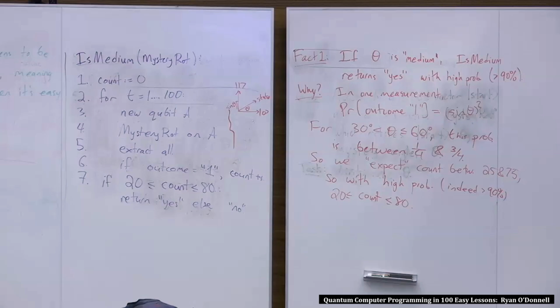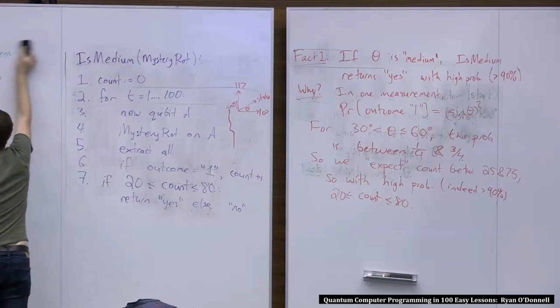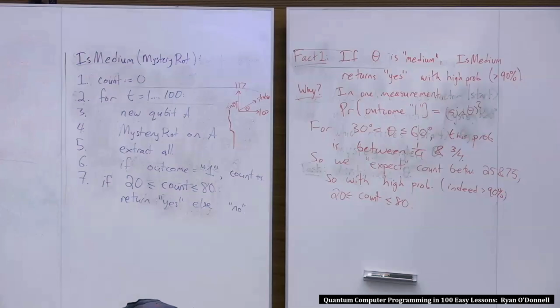So now let's work on the other side of this. Normally you'd like to say, this algorithm is supposed to be detecting mediumness. We showed that if theta is medium, there's a high chance it returns yes. You might expect me to now say, if theta is not medium, there's a high chance it returns no. But that's not quite what I'm going to say, and maybe you can think about why. Let me write what I am going to say.